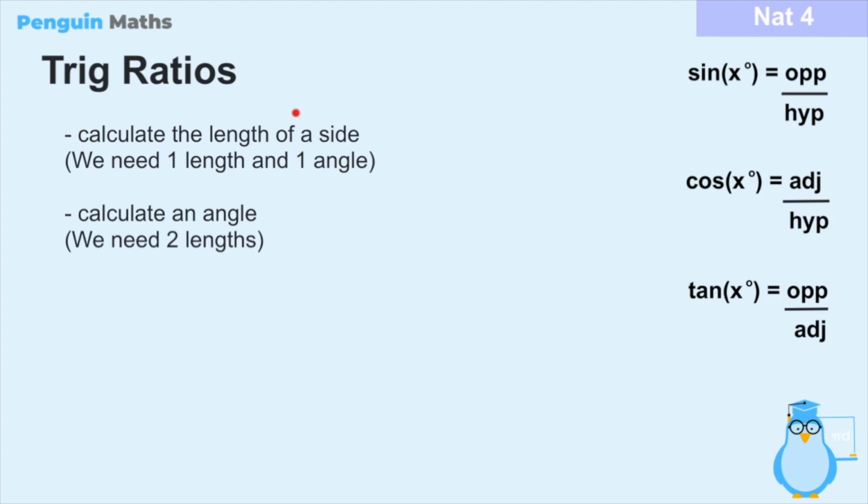We knew that in order to calculate a length, we need at least one value of a length of a side within the triangle, and also one other known angle other than the right angle. And in this lesson, to calculate an angle within the right angled triangle, we're going to have to know two lengths of the side of a right angled triangle. So let's look at an example.